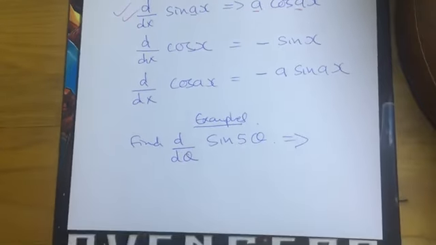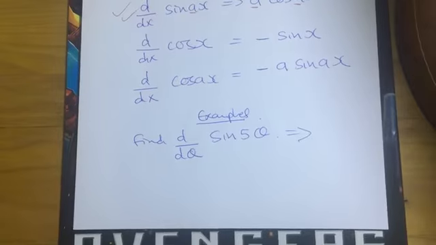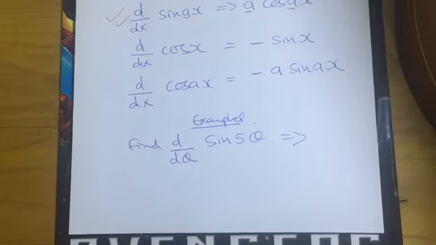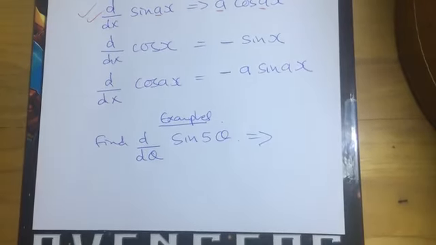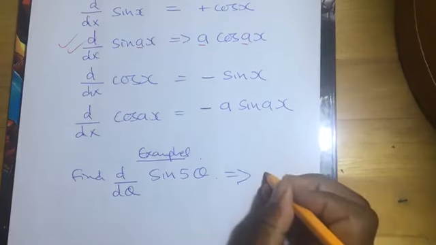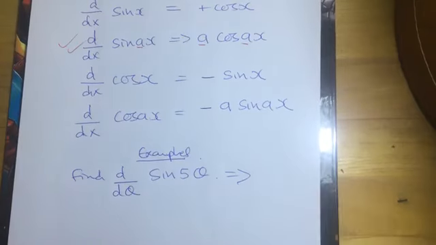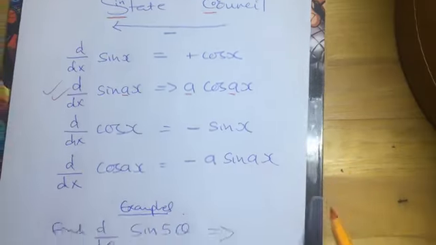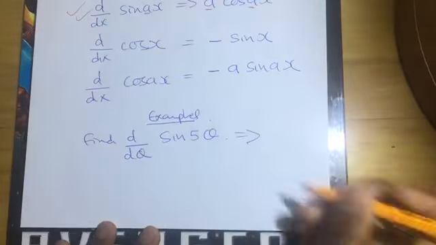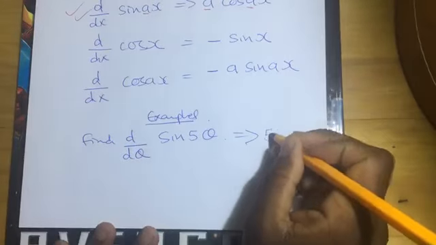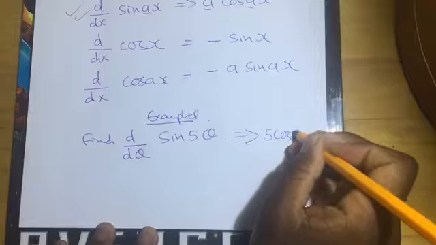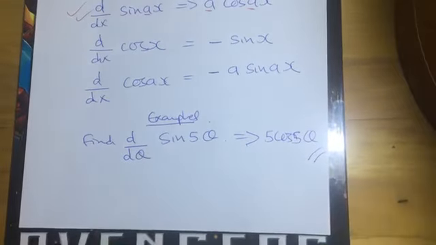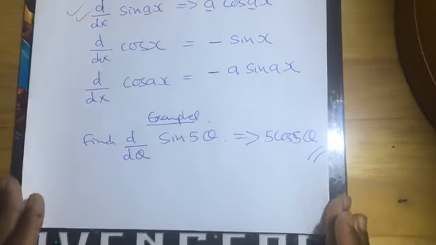What is the derivative of sine 5 theta? Excellent. So you have an answer. So this is going to be, no, 5 sine 5 theta. Nope, nope, nope. Careful. Sine is going to give us cos, state council. Okay. So this is going to be 5 cos 5 theta. Excellent. Easy stuff. We can now move.